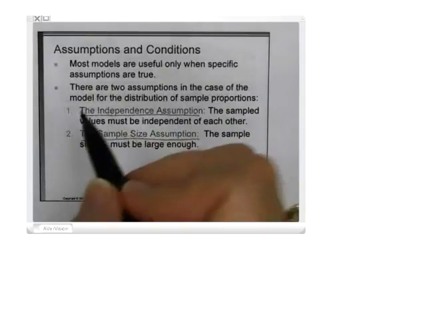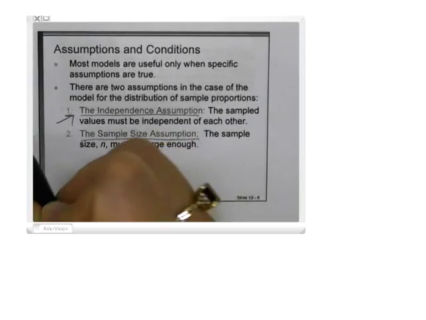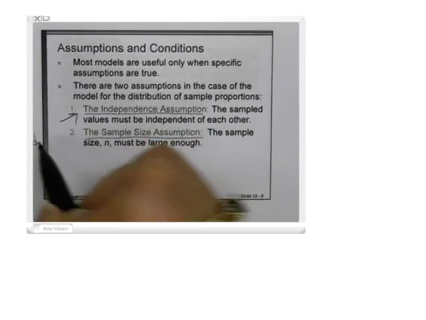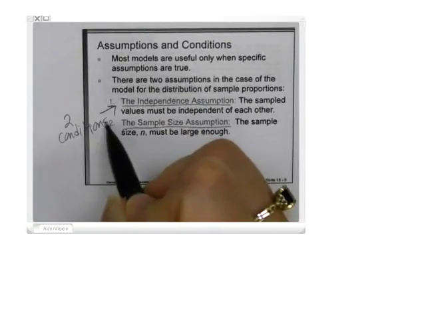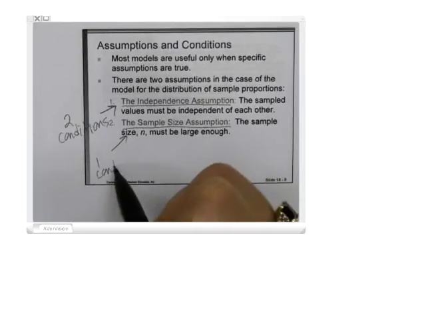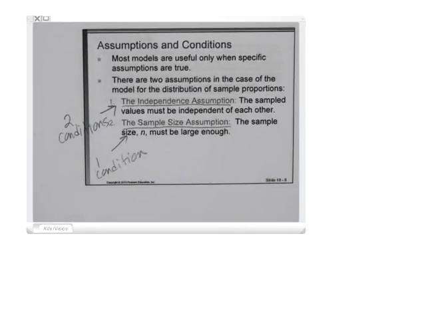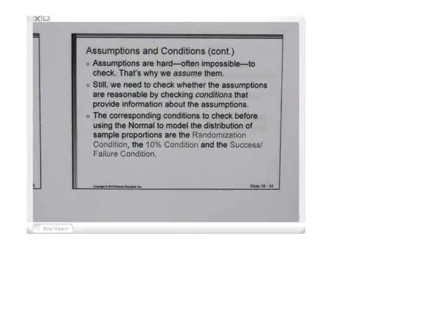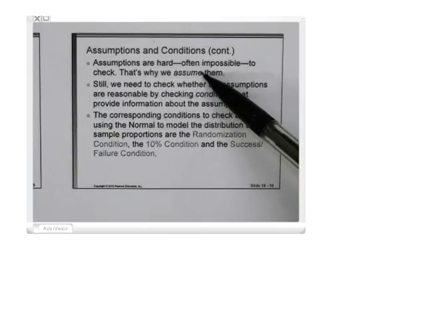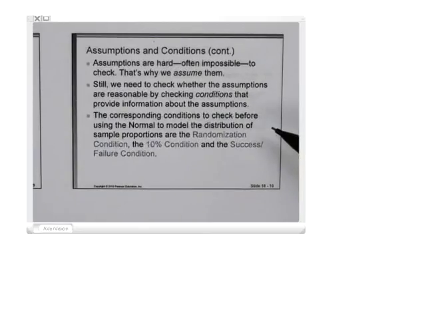We have two conditions that we check for independence. We'll go through those in 1 minute, and one condition that we check for sample size large enough. So we have three conditions that we're going to have to check to help us make our two assumptions. Assumptions are hard, often impossible to check. That's why we assume them. But you still need to have some sort of reasonable idea if they are true. So those are the conditions that we're going to check.